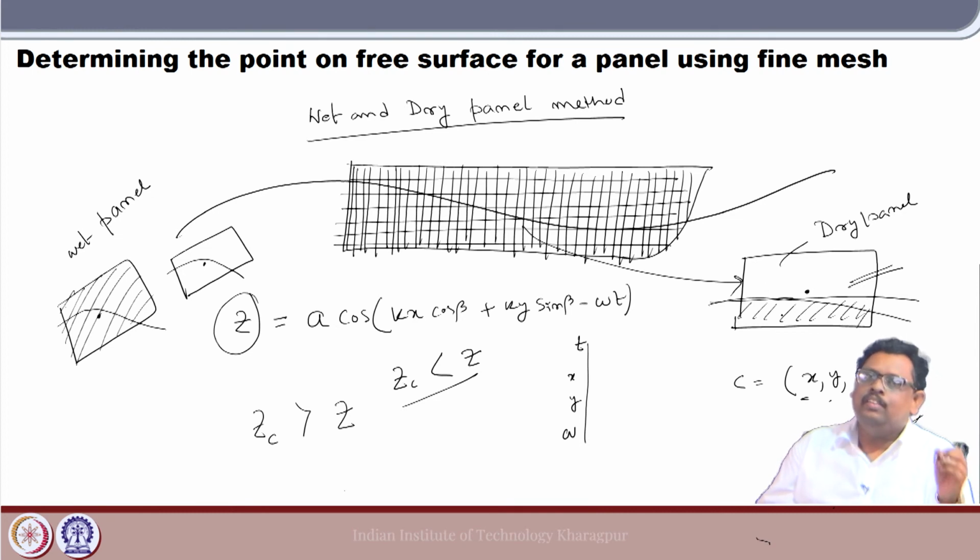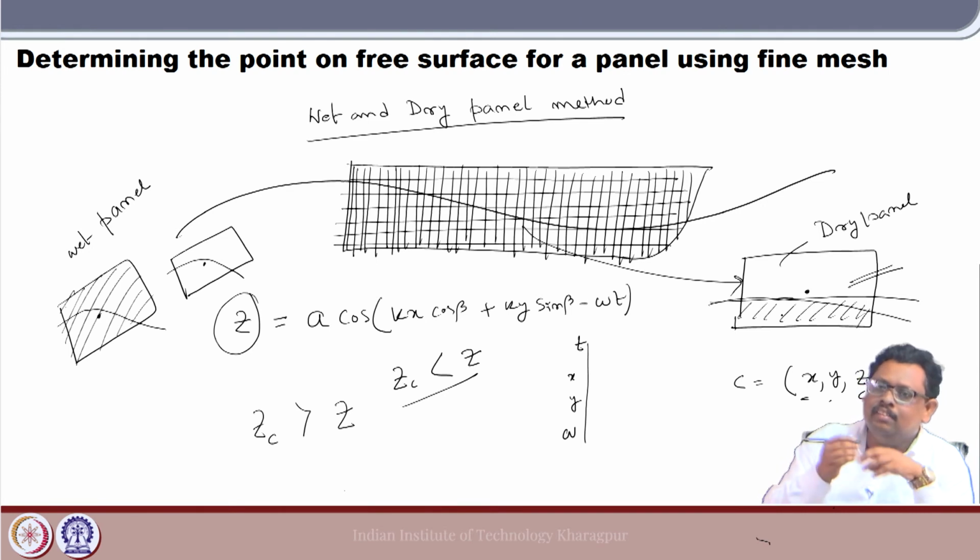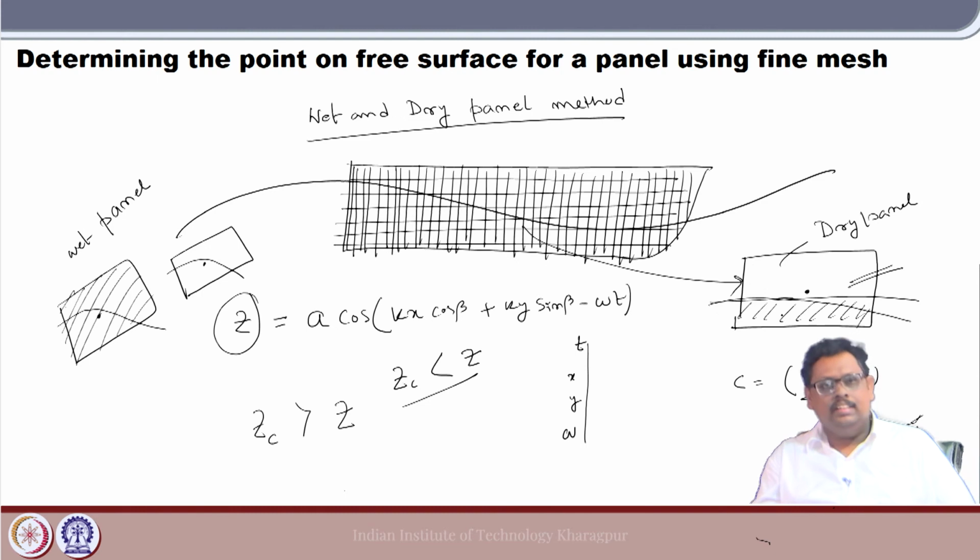If you want to avoid that complex mathematical analysis or algorithms, writing the complex code, splitting the panels, you can do a simplification of your code to capture the exact free surface. One can go ahead with this.